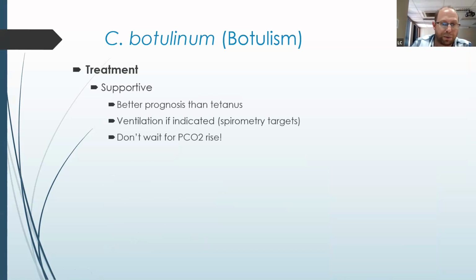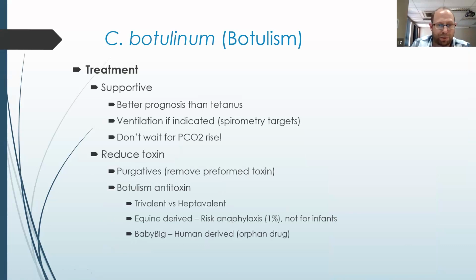What's the treatment? Well, firstly, supportive. It has a much better prognosis than tetanus, probably because of the absence of the autonomic symptoms. Ventilation, if indicated, using spirometry targets to decide, not waiting for the CO2 to climb. And then, if possible, reduce toxins. So often prokinetics are given to remove preformed toxin. And then botulism antitoxin, if it's available, is recommended. There's a trivalent and a heptavalent preparation. It's equine derived. There's a risk of anaphylaxis, about 1%, and it's not registered for infants. But there is, however, a human-derived orphan drug, baby botulism immunoglobulin, which can be given to babies with infant botulism.